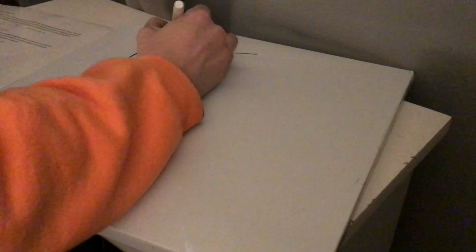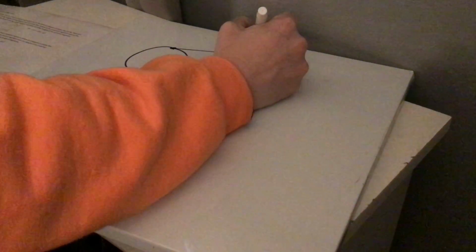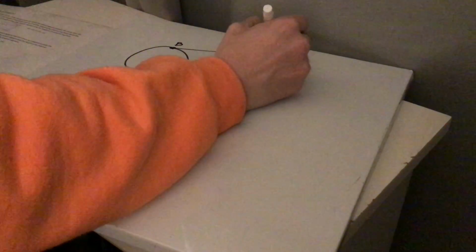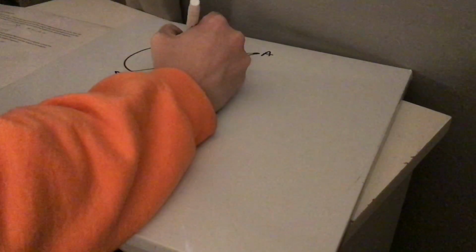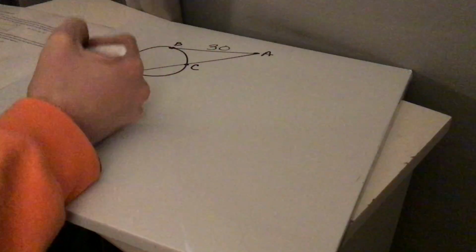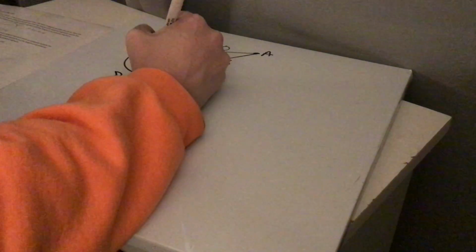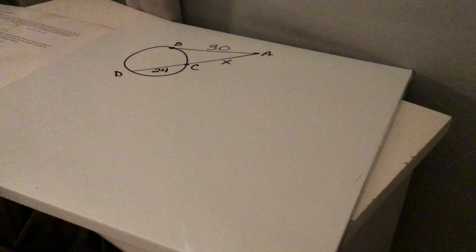All right, last one. You have a circle with a tangent intersecting at point B and a secant. They intersect at point A, and our secant is D and C. The length of our tangent is 30. The external part of our secant is x, and the internal part is 24.